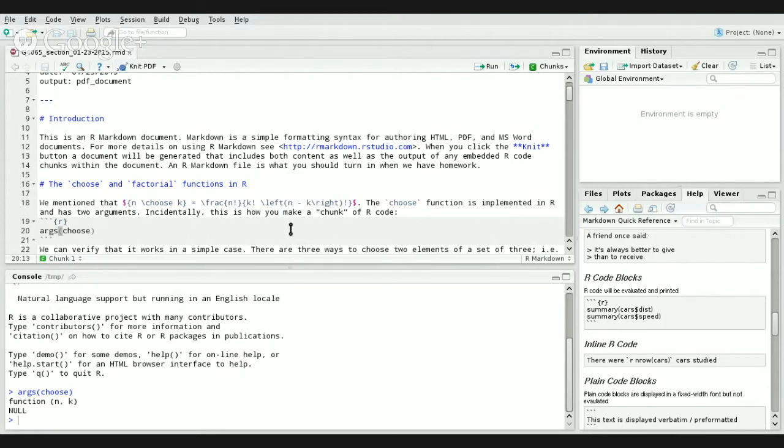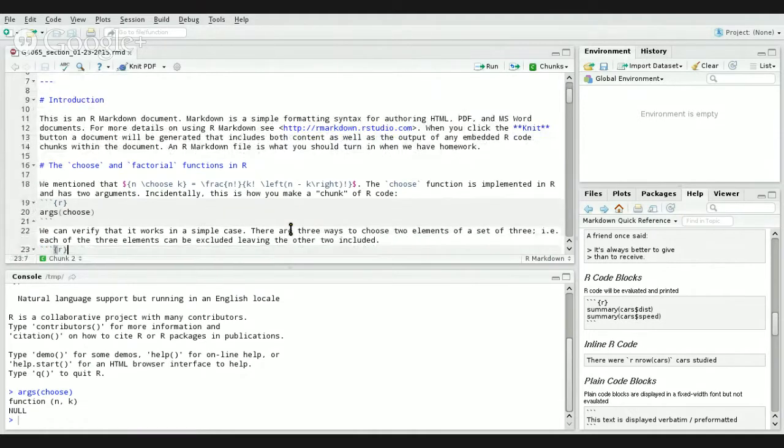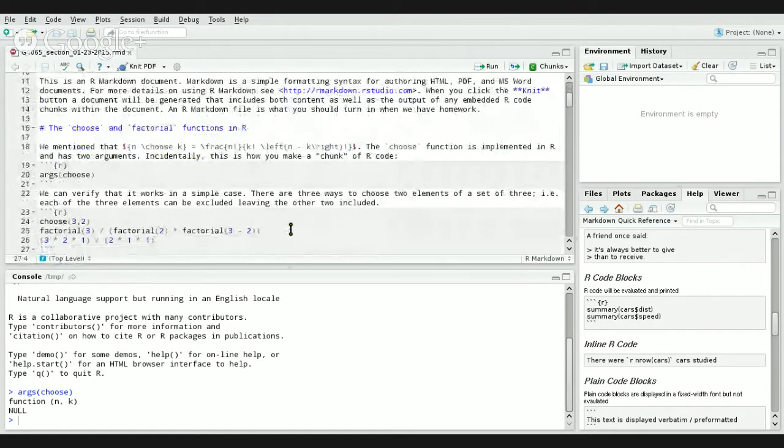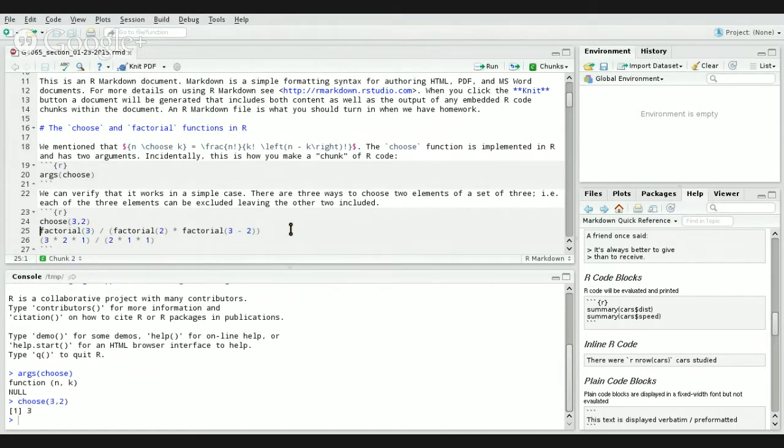So we can verify that this would work in a simple case where n is equal to 3 and k is equal to 2. So there are 3 ways to choose 2 elements without replacement of a set of 3. In other words, there's 3 ways that each of the 3 elements could be excluded, leaving the other 2 included. If we execute choose 3 comma 2, we see that there are 3 combinations.